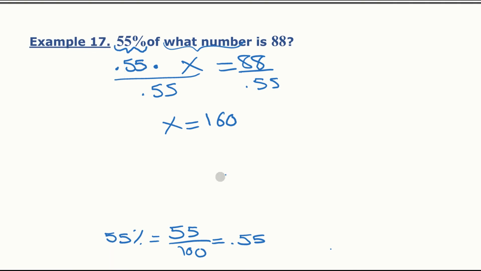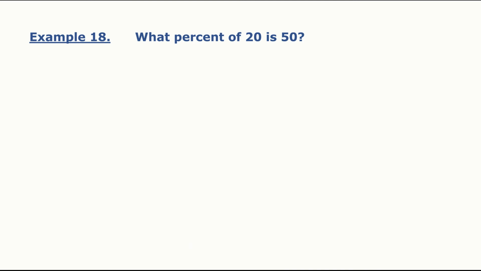Now let's look at one more percent problem. All right, so for this one we have what percent of 20 is 50. Again, we can do a direct translation. This one is a little bit more interesting, because here's what's going to happen. We're going to say x percent, that's x over 100, times 20 equals 50. That's it. We're going to solve that and we'll be in great shape.